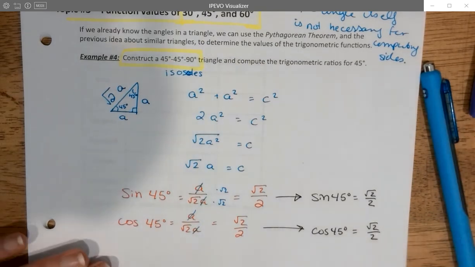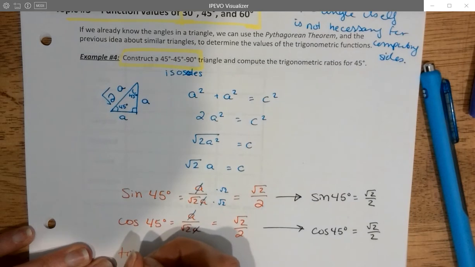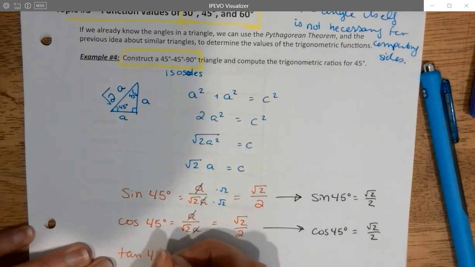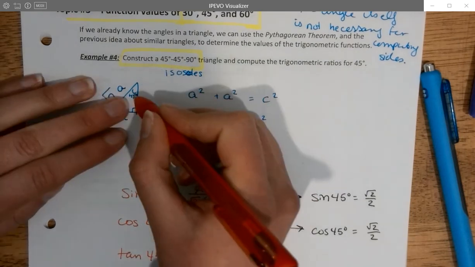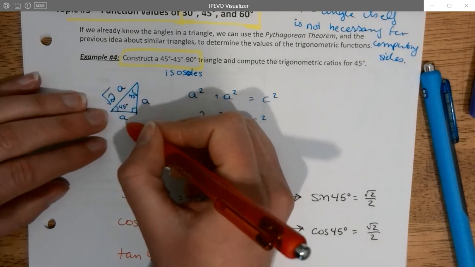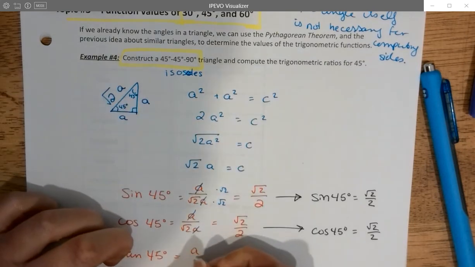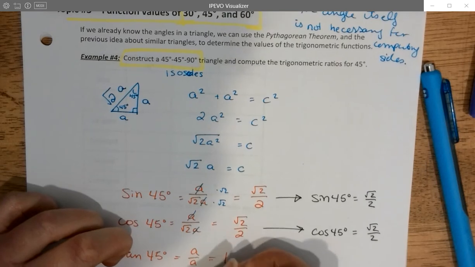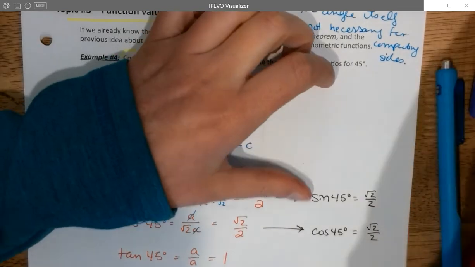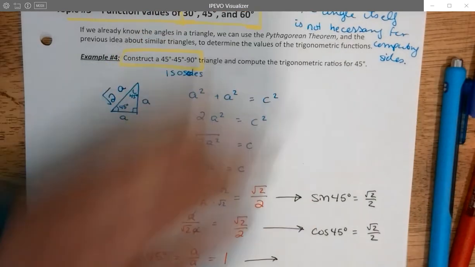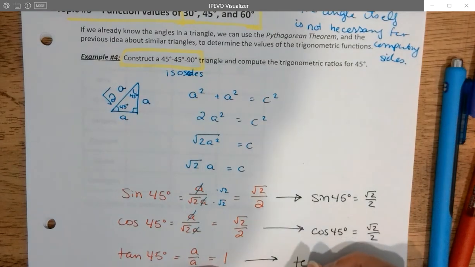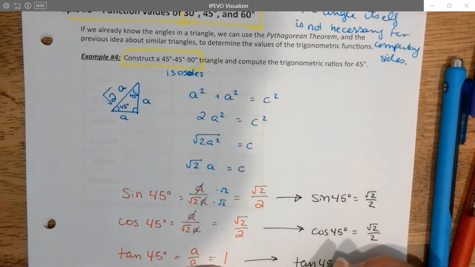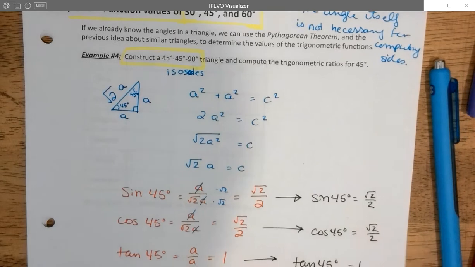Then we have the tangent. The tangent of a 45-degree angle, again, doesn't matter which one: it's the opposite and the adjacent. So that's going to be A divided by A, so that's 1. So the tangent of 45 degrees is equal to 1.